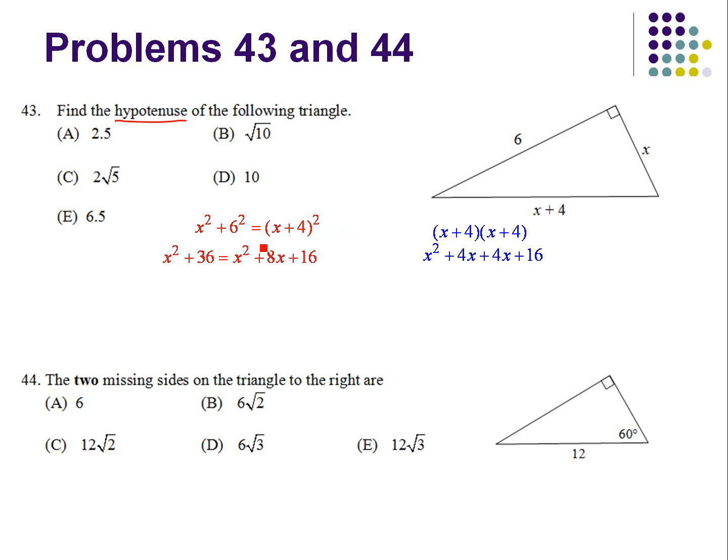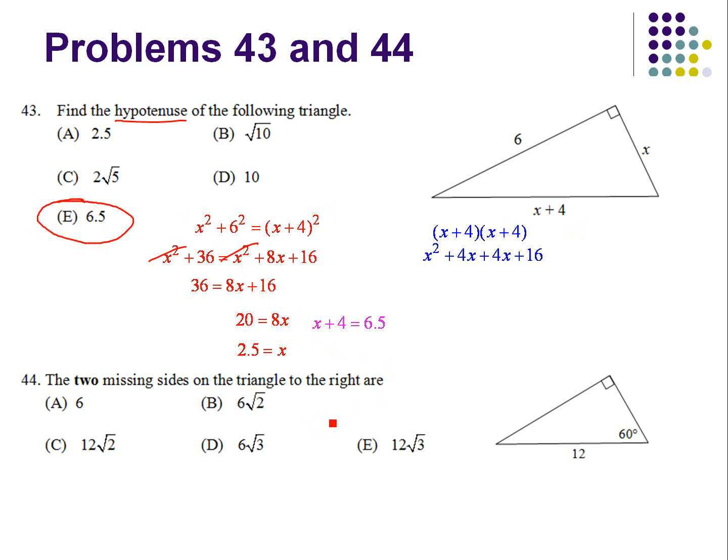Okay, we can subtract x squared from both sides, so those will go away. Subtract 16. I get 20 divided by 8, and we get 2.5. Now, if you're not careful and don't read the question, it says find the hypotenuse. Hypotenuse is equal to x plus 4. That equals 6.5, so my answer was E.